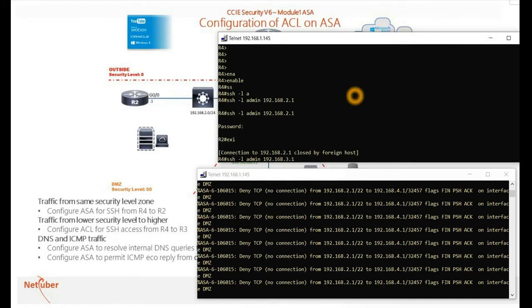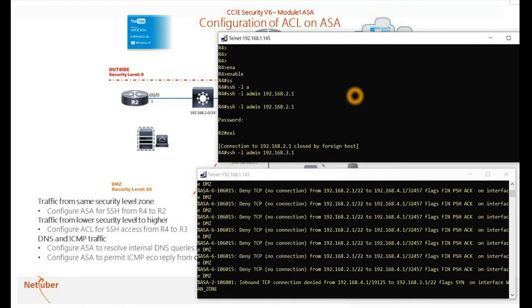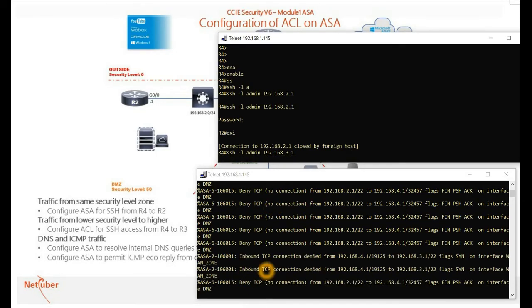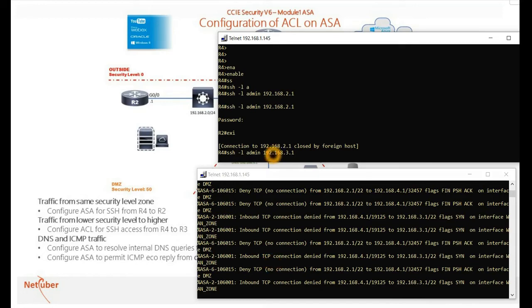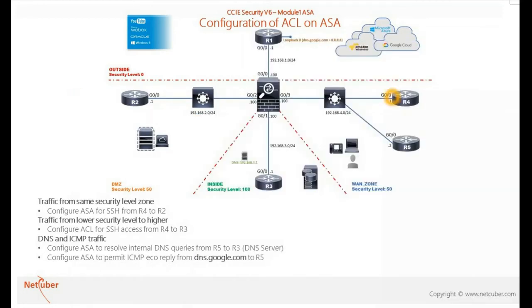We'll try to reach R3 from R4. So you can find inbound TCP connection denied from 192.168.4.1 on source port 19125 to 192.168.3.1 on destination port 22, and flag SYN on interface WAN zone. So in this test we need to write an access list.